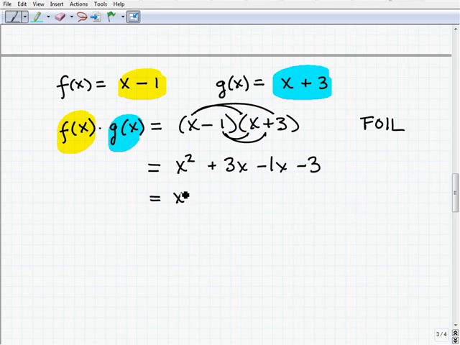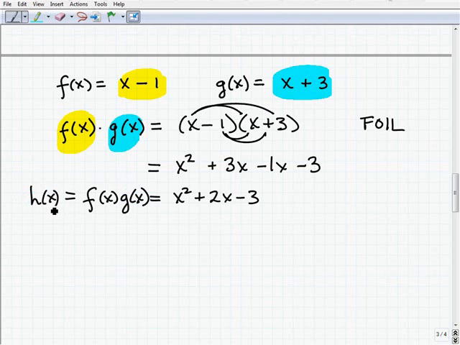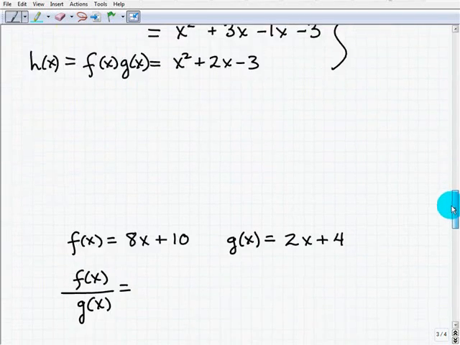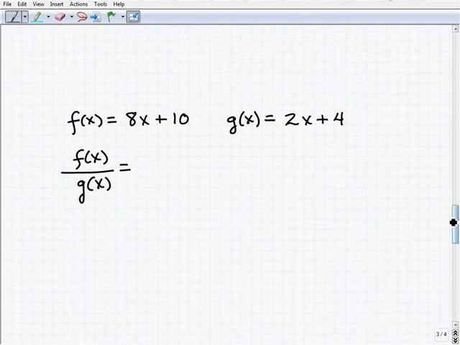All right, so we'll have x squared plus 2x minus 3. That's the product of these two functions. I can write it that way, or maybe I could even just call it a new function h of x. Of course, these skills are pretty straightforward, but when dealing with function operations, just as in polynomial operations, you're going to have to know some of these skills, combining like terms, multiplying polynomials, etc.